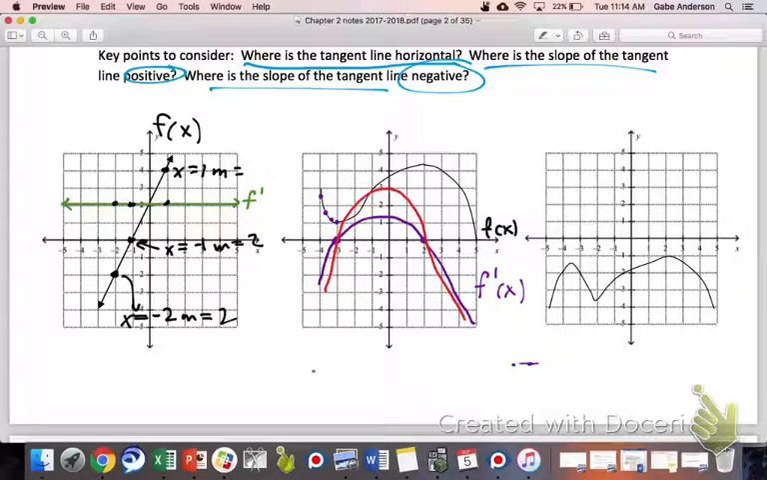Do you have the correct zeros? Have you correctly identified where the tangent lines are horizontal? Do you have the correct zeros? And then, is f prime positive in the right places? And is f prime negative in the right places?